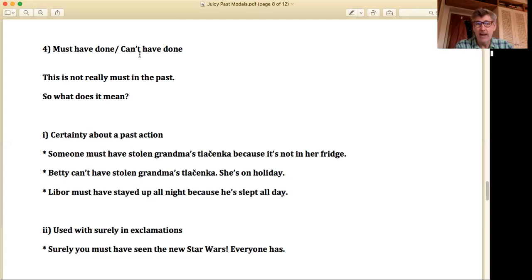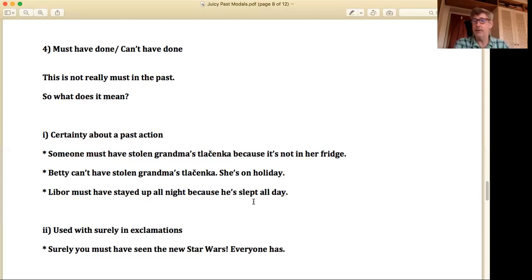So here we have can't. This is certain, and it's negative. It's always going to be negative when we have this certainty. She can't have stolen your tlachenka. You can also say that she couldn't have stolen her tlachenka. Both of these are interchangeable, in my opinion.